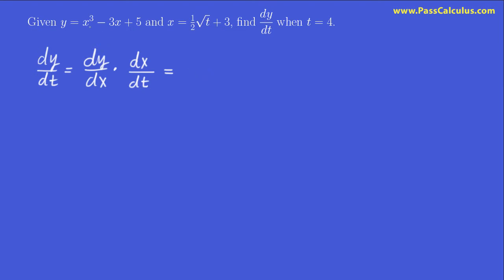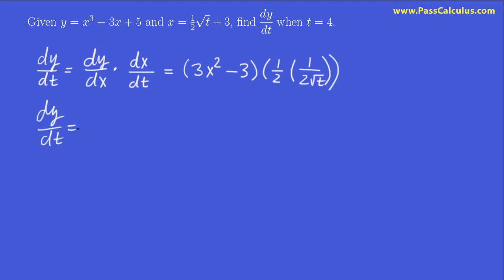What is dy dx? Well, that's easy. It's 3x squared minus 3 times 1, which is just 3, plus 0. And what's dx dt? Well, 1/2 is going to stay, multiplied by, what's the derivative of root t? It's 1 over 2 root t, and plus 0. I won't bother writing that. Let's just clean that up a little bit.